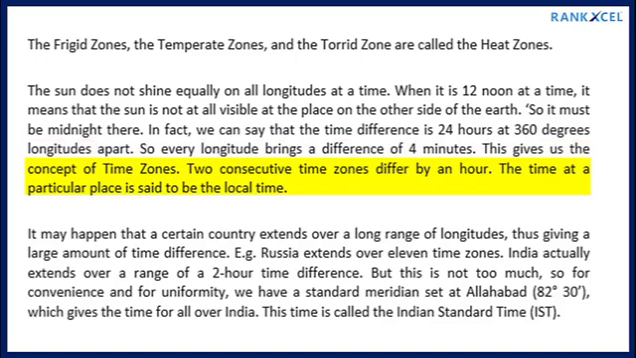This gives us the concept of time zones. Two consecutive time zones differ by an hour. The time at a particular place is said to be the local time. It may happen that a certain country extends over a long range of longitudes, thus giving a large amount of time difference. For example, Russia extends over 11 time zones. India actually extends over a range of a 2-hour time difference.